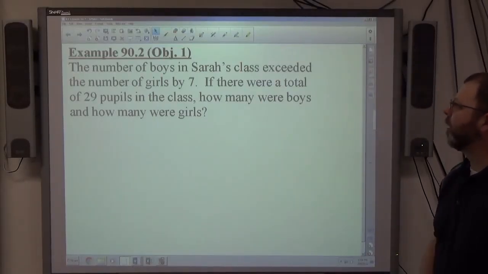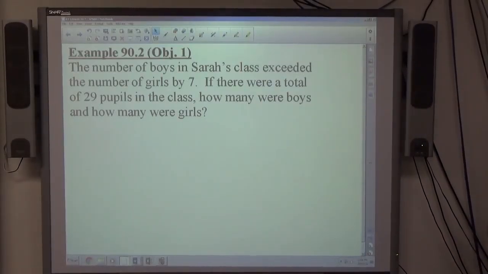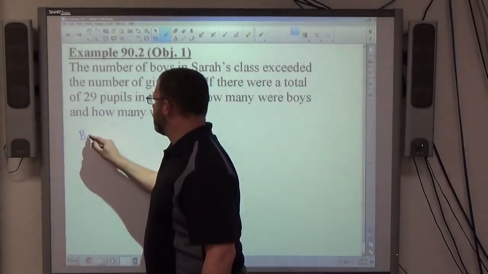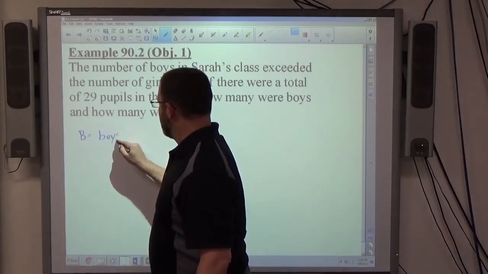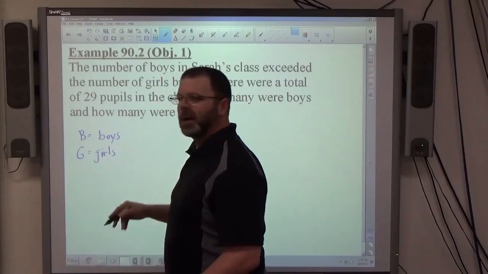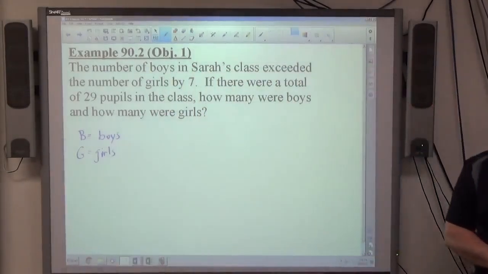Example 2: the number of boys in Sarah's class exceeded the number of girls by 7. So we're talking about girls and boys, so that's going to be our unknowns in this problem. Let's say B is the number of boys, and G will be the number of girls. Anytime we can use variables that are meaningful to the problem, it's always useful.